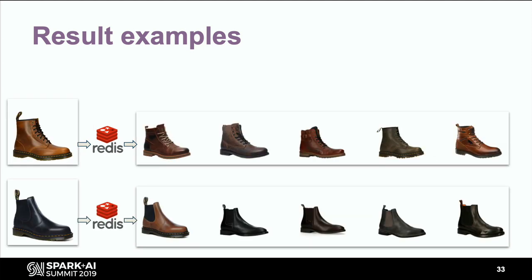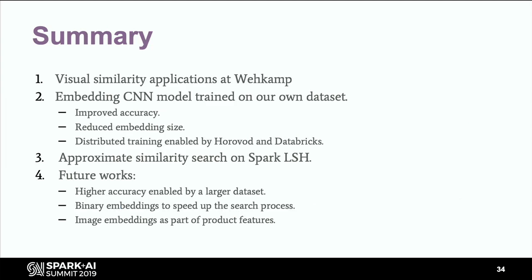And here are some examples about boots. So we send a query of the login boot with laces to our data, and then we got all the boots also having laces. And the Chelsea boots, which don't have laces, we also got Chelsea boots back. Yeah, so that's the result.